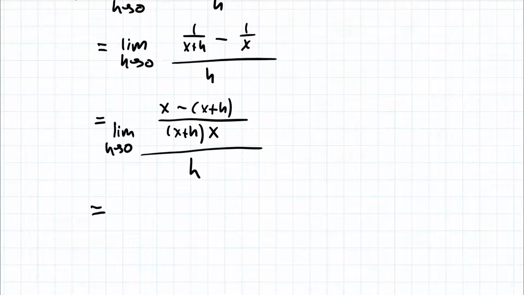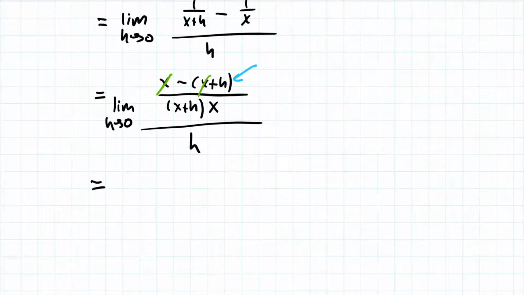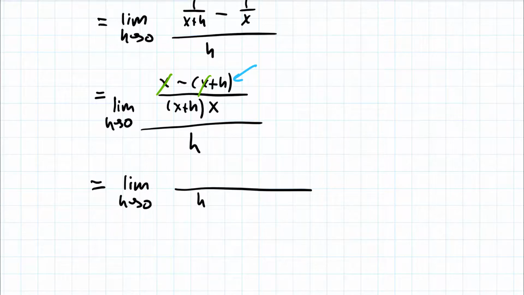Don't forget the parentheses that we had here, right? Those parentheses matter because that minus sign hits the x as well as the h. But you see, of course, that the x's are going away. So we have now the limit as h goes to 0. In the denominator, we'll have an h, an x, and an x plus h. And in the numerator, we just have a minus h.